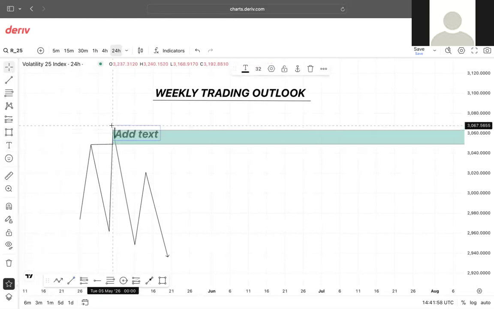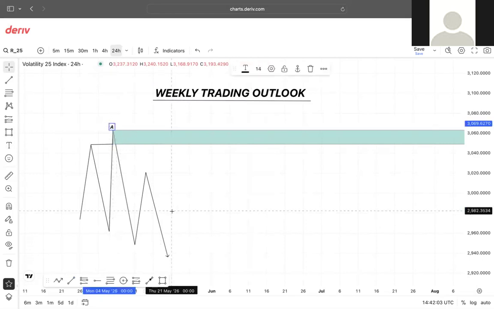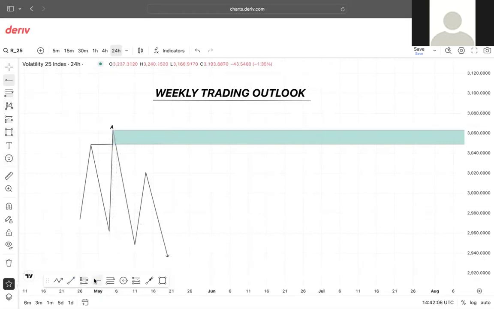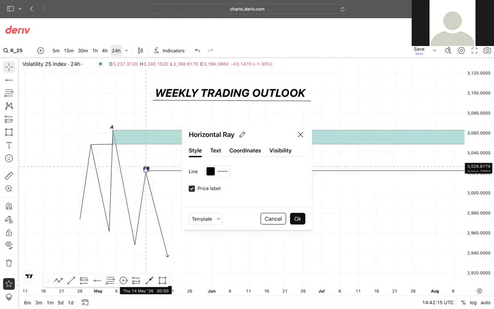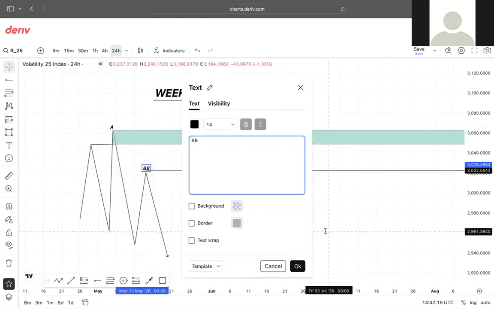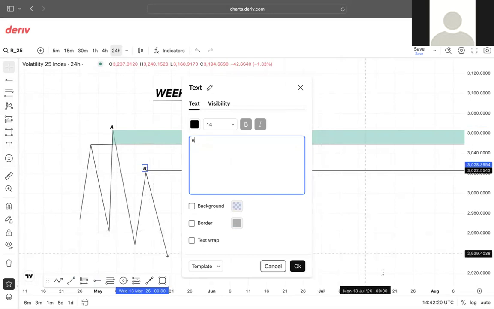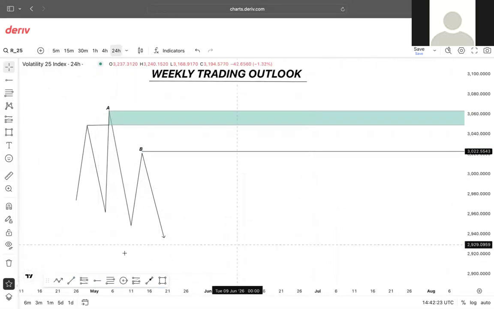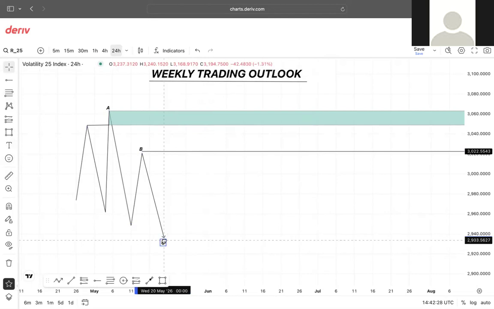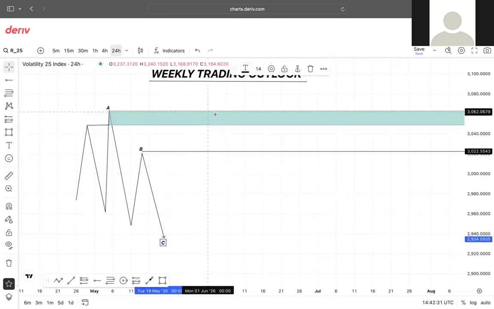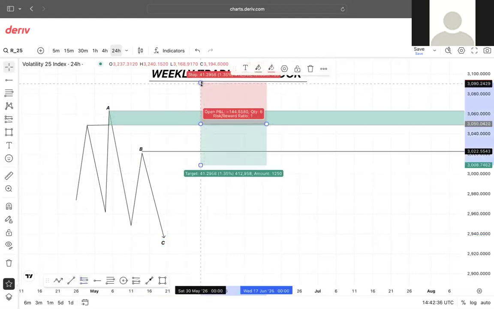Point A. And then our structural liquidity, point B. All right. Point A. Okay. And where price is coming from before tapping our POI as what? Our point C. So basically price has to come here and then our target is here. All right. This is the model that I trade.